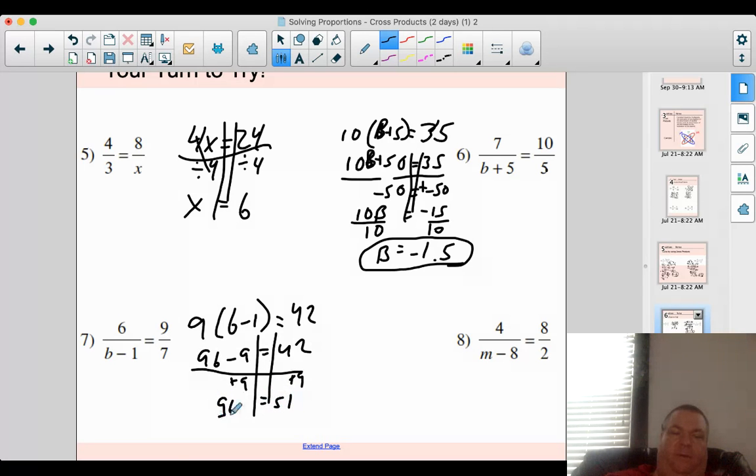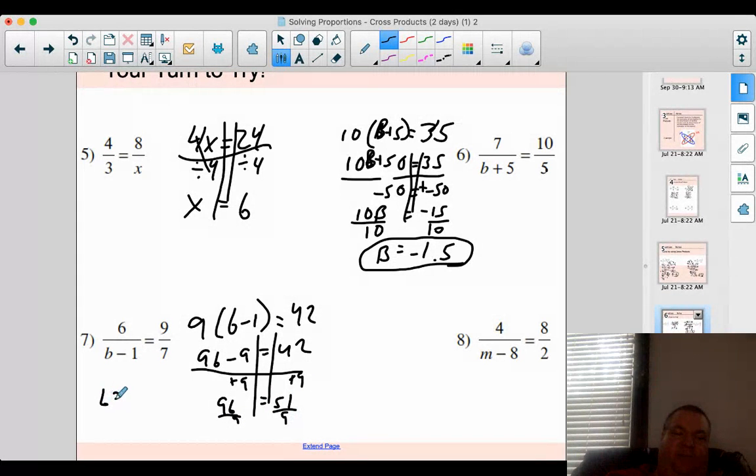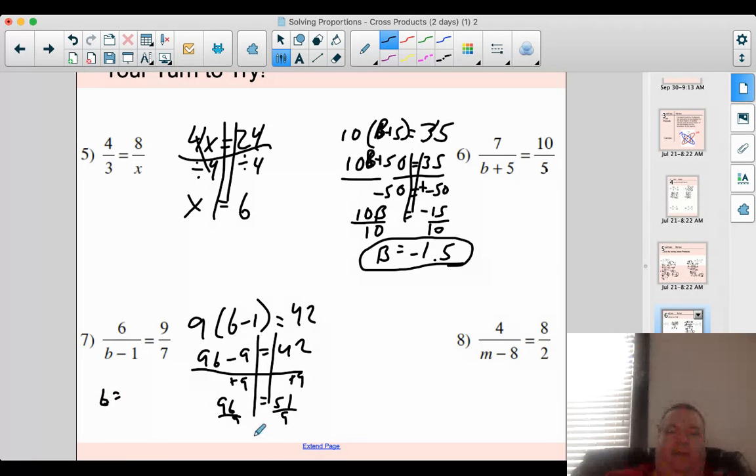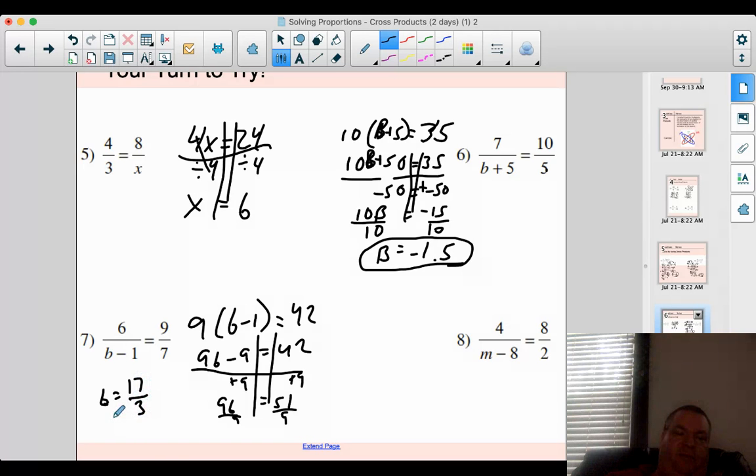And last, I'm going to divide by 9. Again, I can leave it as a fraction, but I'm going to want to simplify. 51 ninths. I can divide both of those by 3, and that'll give me 17 thirds. Then I've got to make it a mixed number. 3 goes into 17 5 times with 2 left over. So 5 and 2 thirds.